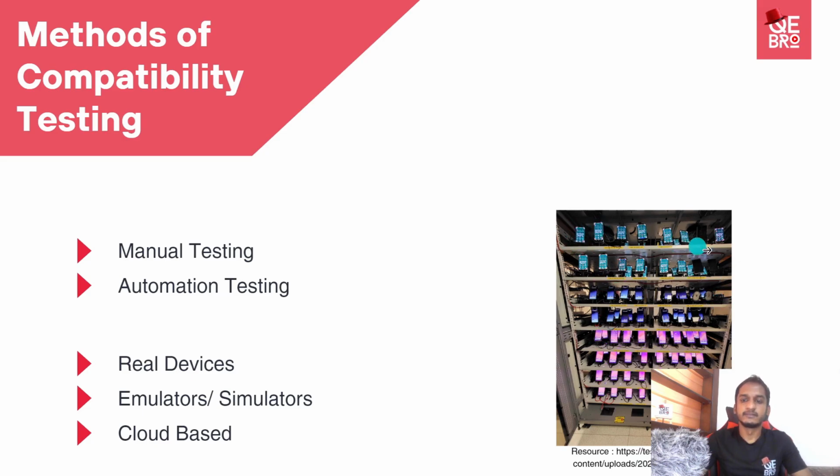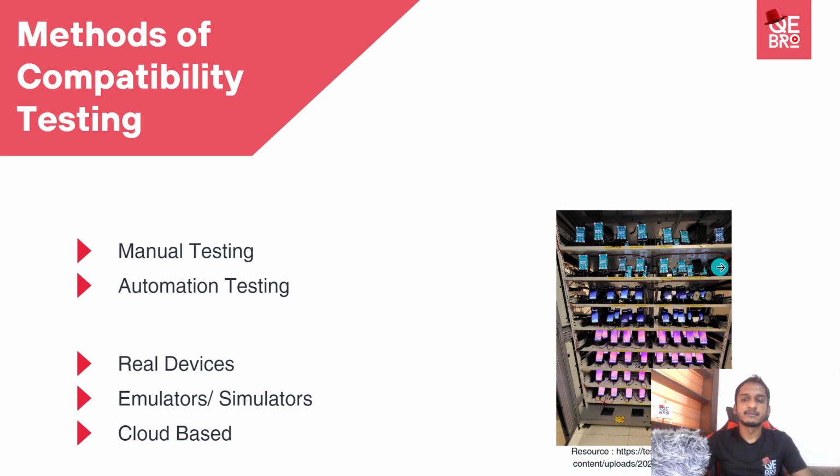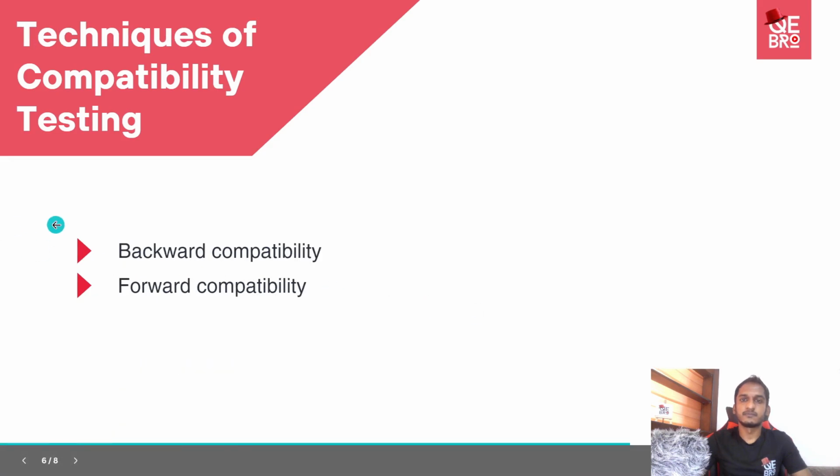If these things are linked and managed correctly, then you can easily run the same test case at the same time on all these devices in your device farm. That will save your time. So that is a major aspect you need to think of, whether it's manual testing or automation testing. That is the categorization of compatibility testing based on different methods.